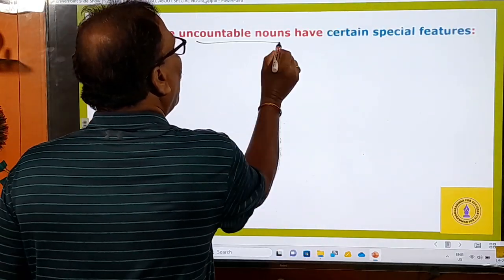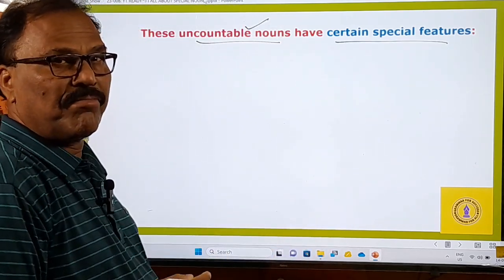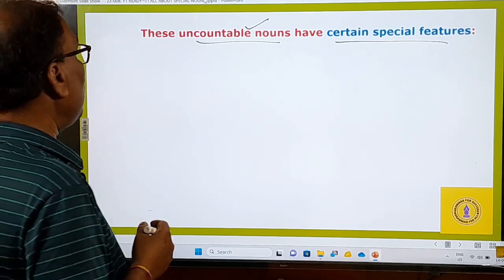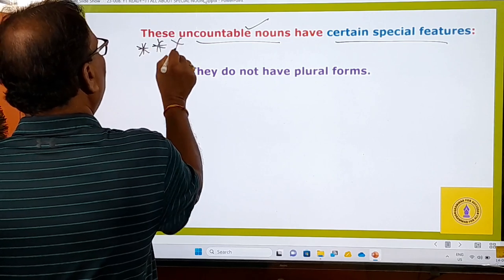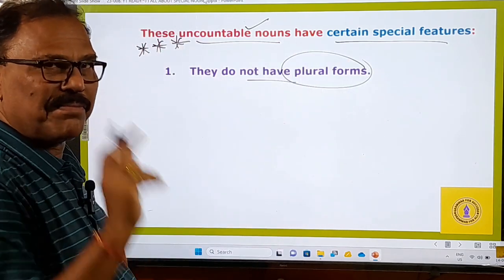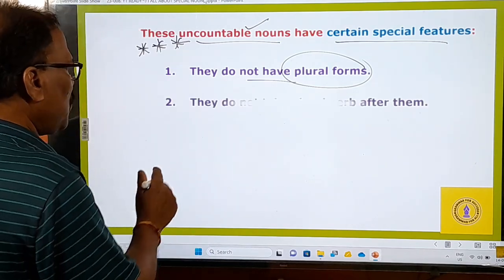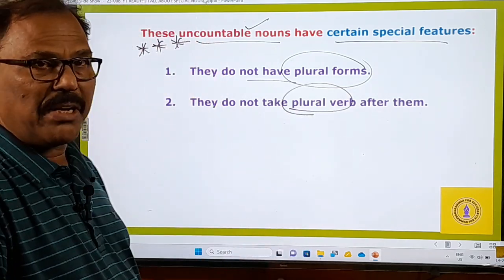These uncountable nouns have certain special features. What are the special features? This is very, very important from the examination point of view. They do not have plural forms. That's the first basic feature of these words. And the next one is they do not take a plural verb after them.